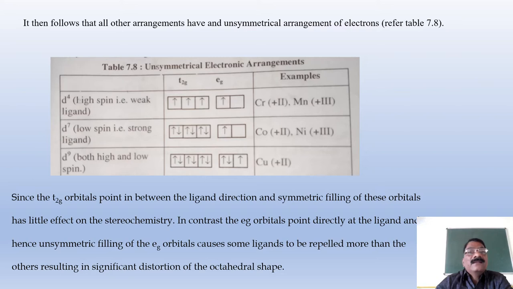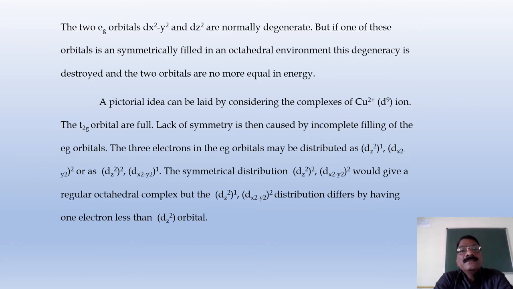The two eg orbitals, dx square minus y square and dz square, are normally degenerate, but if one of these orbitals is unsymmetrically filled in an octahedral environment, this degeneracy is destroyed and the two orbitals are no more equal in energy. A pictorial idea can be laid down by considering the example of the Cu2+ d9 system. The t2g orbitals are full. The lack of symmetry is then caused by incomplete filling of the eg orbitals.